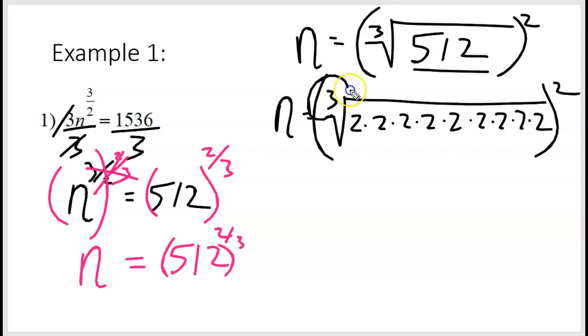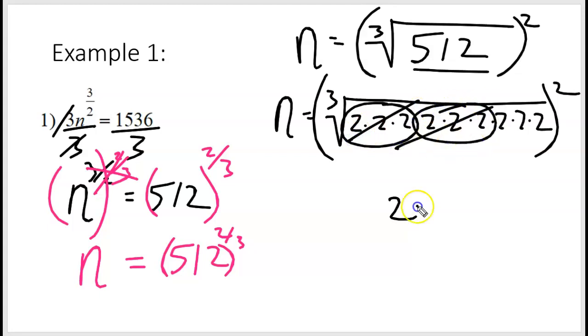Now we're looking for groups of 3 identical numbers, right? So we have one group here, so I could take out a 2. Got another group here, so I can take out another 2. And I've got another one here, so I could take out another 2.